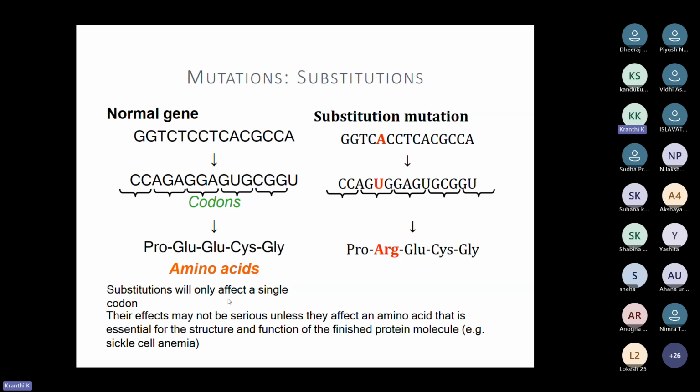So substitutions will only affect a single codon. It is not affecting the complete code, only a single codon. See, the protein is the same: the glycine is the same, cysteine is the same, everything is the same. Because of this single base pair substitution, it affects only a single codon. Their effects may not be serious unless they affect an amino acid that is essential for the structure and function of a finished protein molecule. So sometimes it may not affect anything, right?